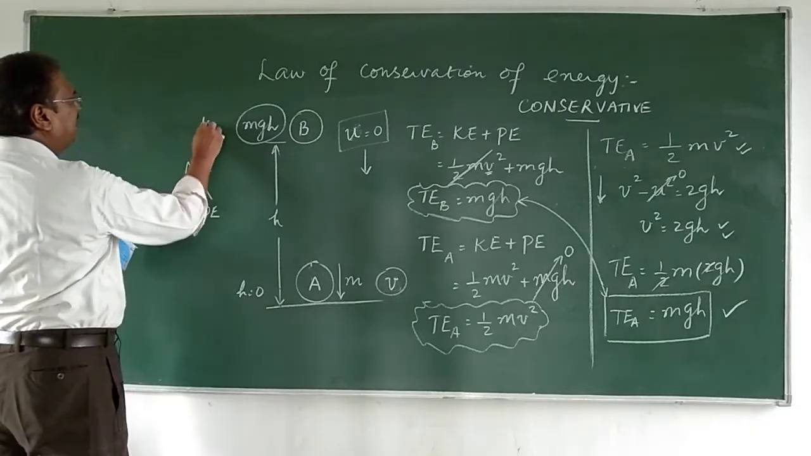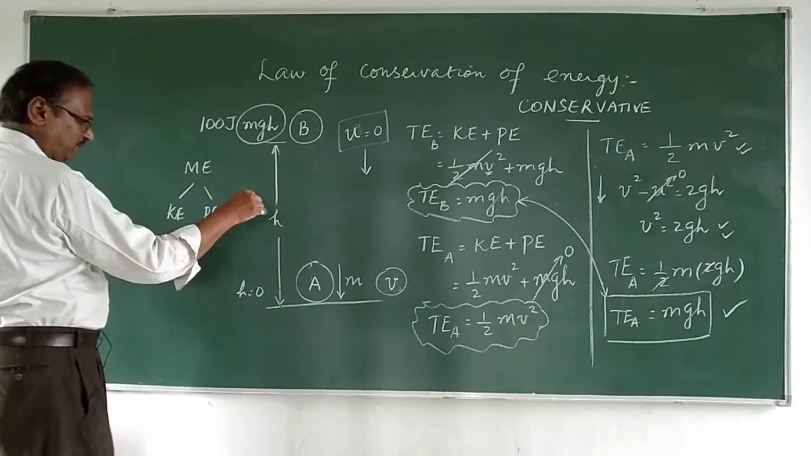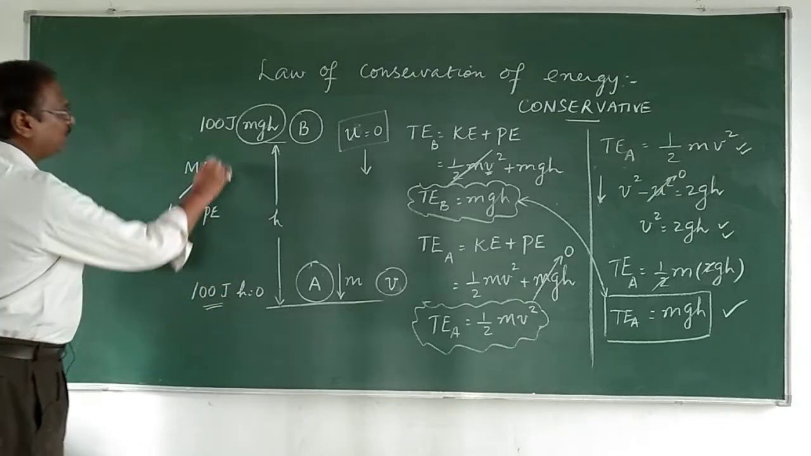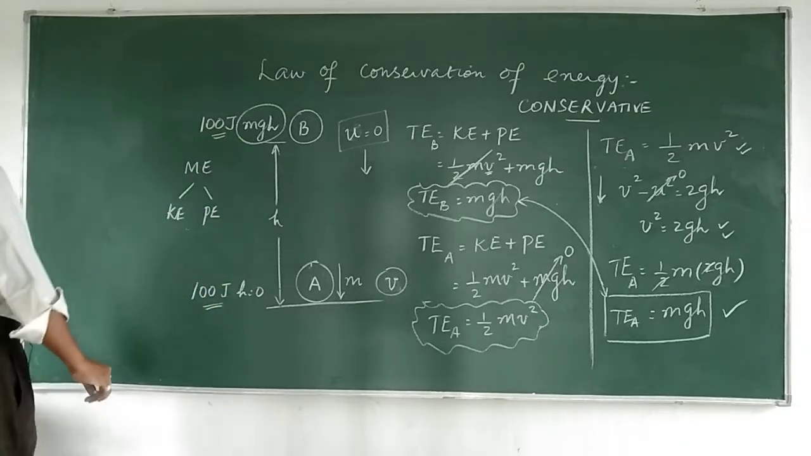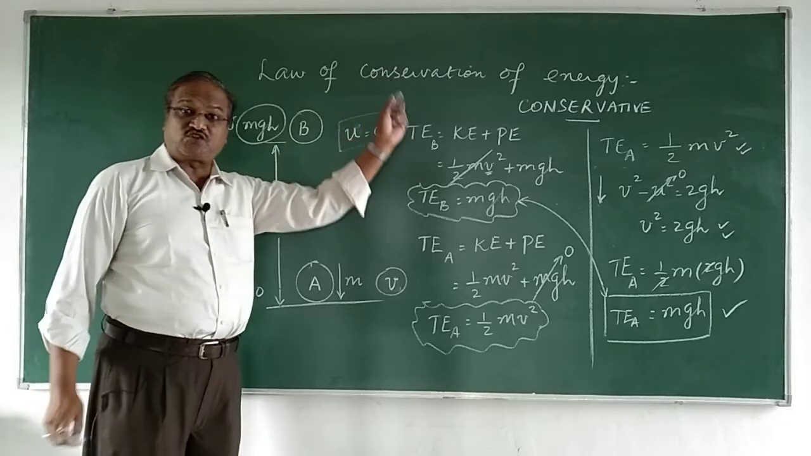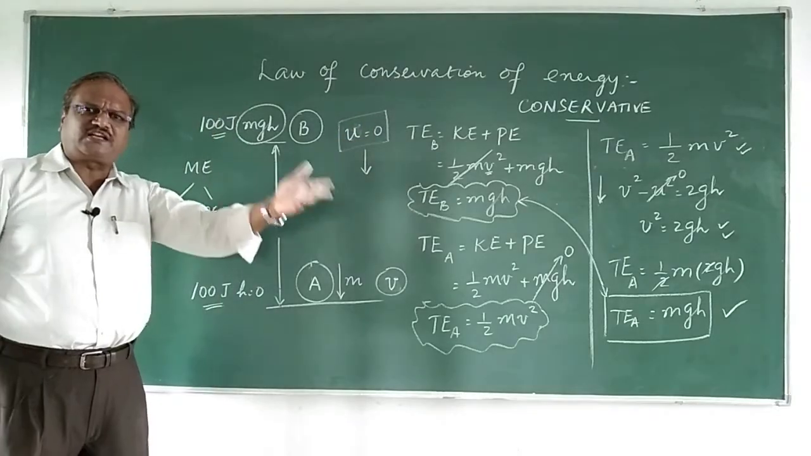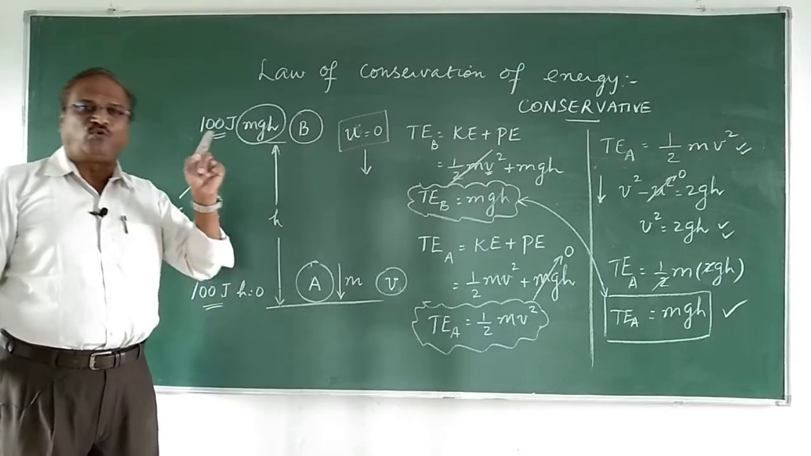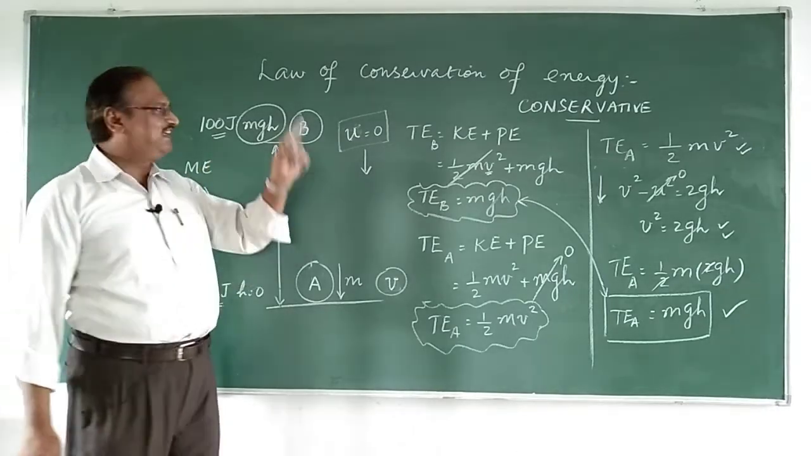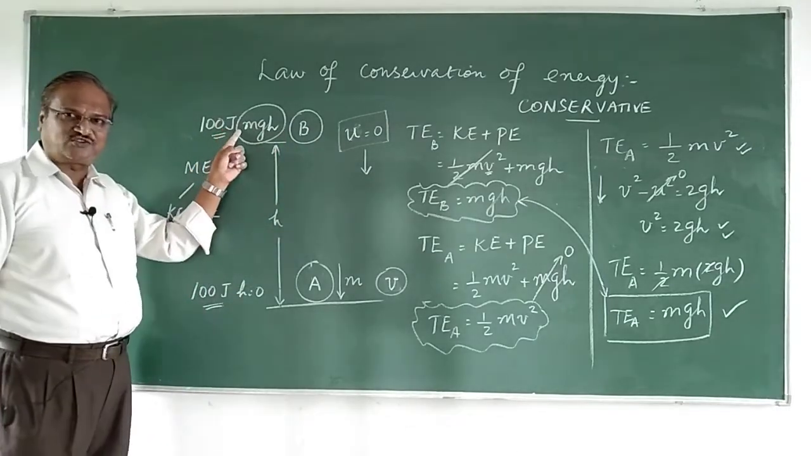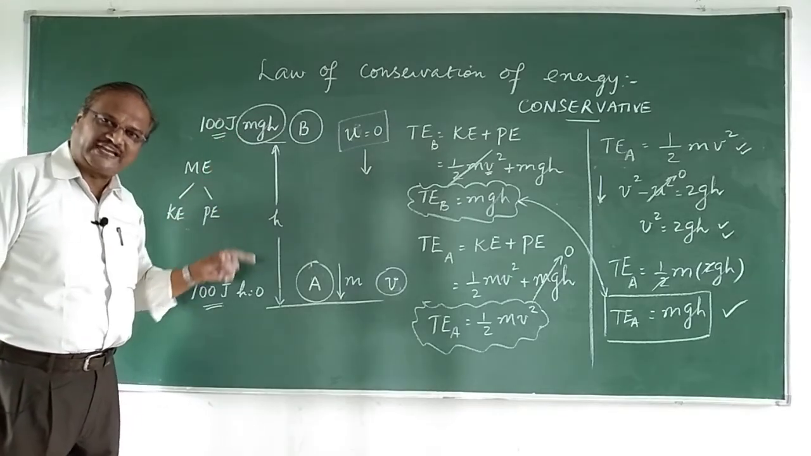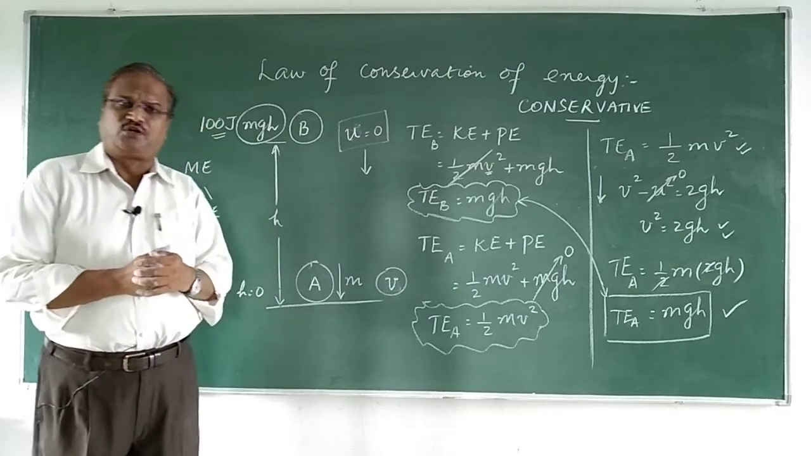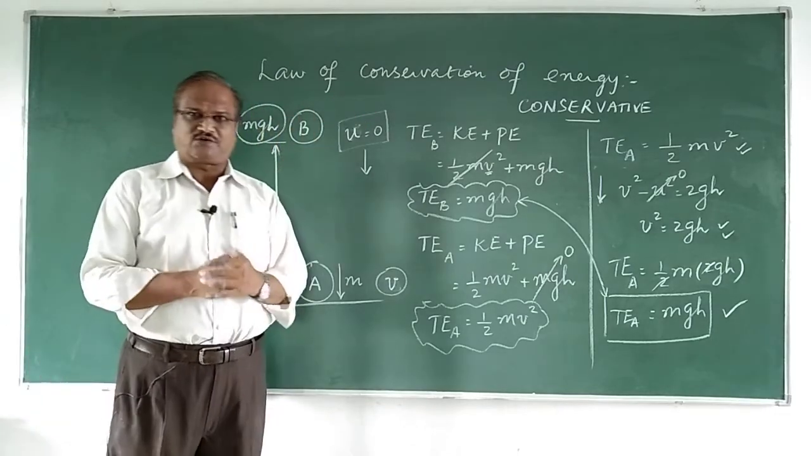If the body had 100 joule energy, when it falls down, it will have the same 100 joule energy. So this is what the law of conservation of energy is about. Energy is neither created nor destroyed. It can change from one form to another. And here it is from potential energy, it is changing into kinetic energy. It is one of the simple illustrations to prove the law of conservation of energy.